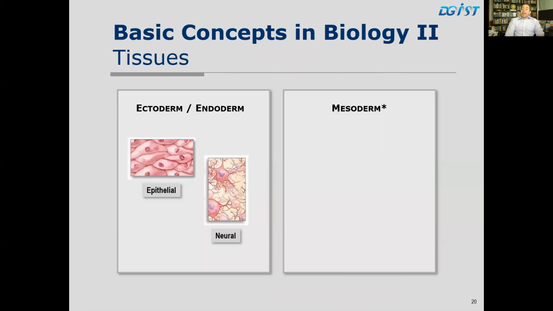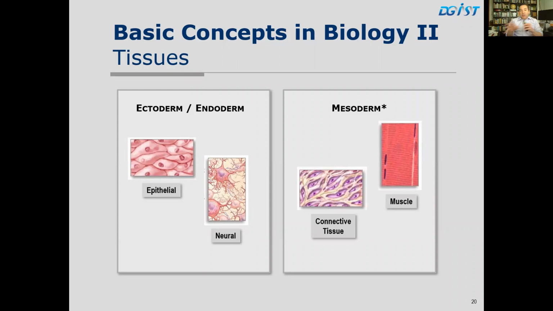So in the ectoderm and endoderm, we have essentially epithelial type tissues and nervous system or neural type tissues. And the mesoderm, which is kind of the filling between the ectoderm and the endoderm, we have the connective tissues and the muscles. So all tissues in the body, all organs, can fall in these four categories. So we have a very complex organism, but in essence, we have epithelial and neural cells derived from ectoderm and endoderm, and connective tissues and muscles derived from mesoderm.